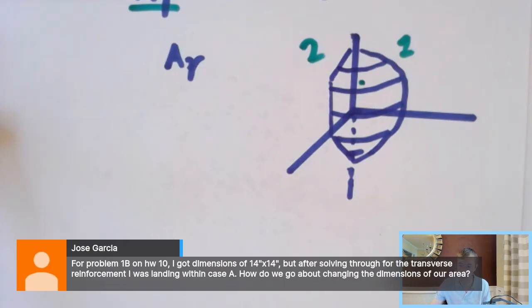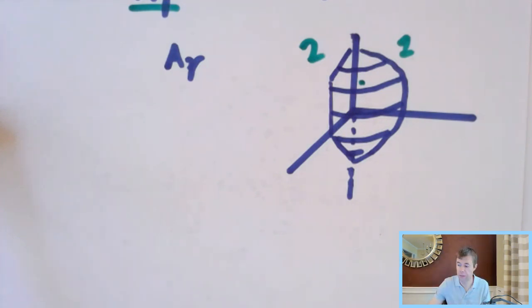How do we change the dimensions of our area? You just make it bigger. You need to make the column bigger. He's finding that he's not having good shear performance on his column. So that's what happens in life sometimes, is sometimes you have a new constraint that changes your old design. And you just have to change your design to handle that. So make your column larger.